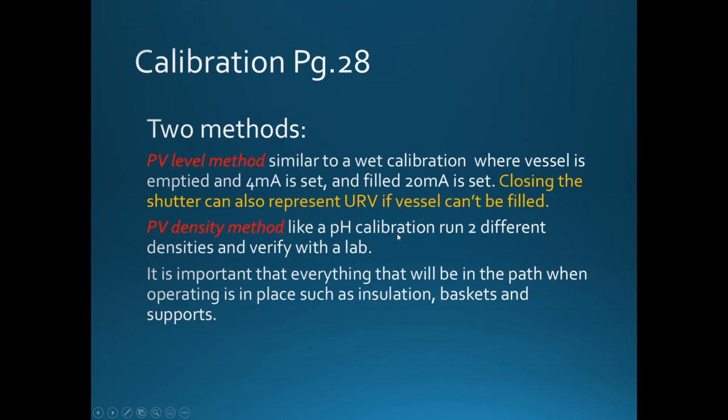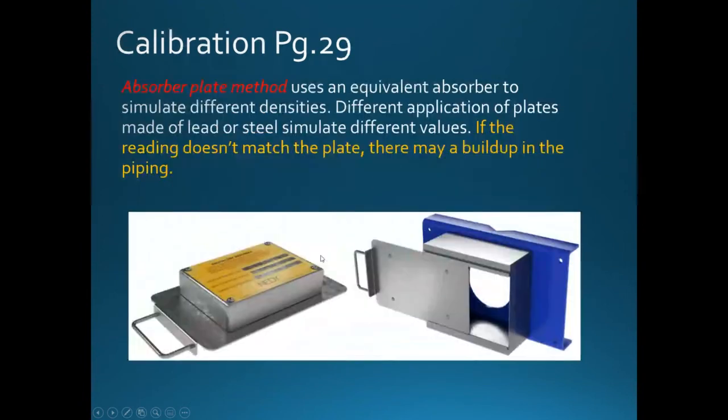If you've done fire detection, and you take the little cards and you block the camera, same kind of idea. You basically take two different density simulators, and you verify it with a lab. One thing of key note here is that it's important that everything that will be in the path when operating is in place, such as insulation, baskets, supports, all that kind of stuff, because again, anything that gets in that beam is going to absorb some radiation.